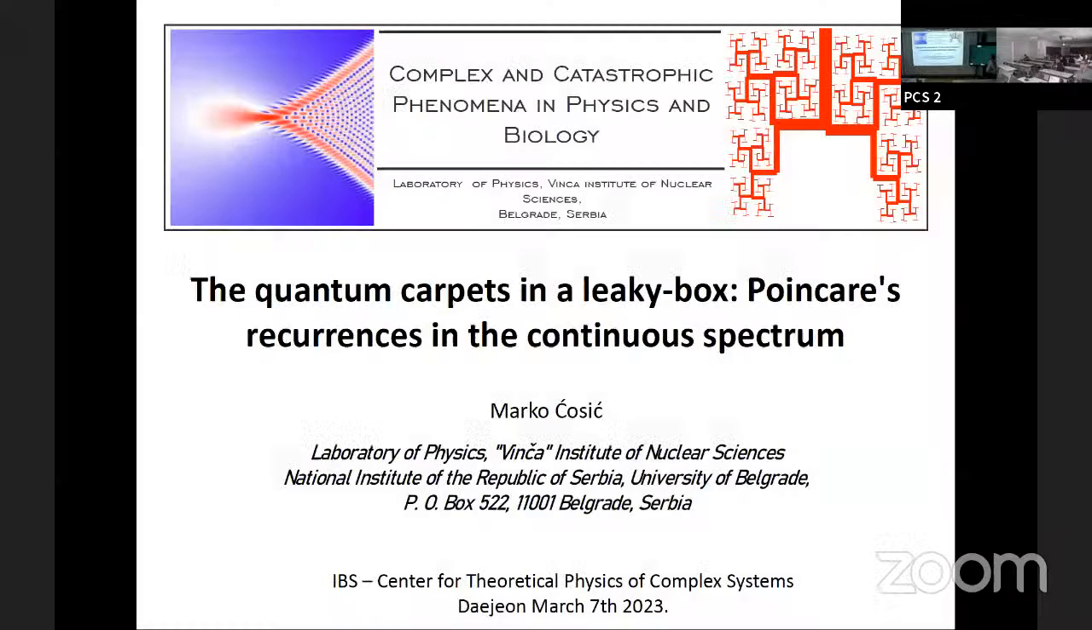Can anybody guess the fractal dimension of this thing? For reward, I will tell you the exact value after the presentation. 1.5. Fractal dimension 1.5. I think you are actually very close. Okay, it's better than mine.